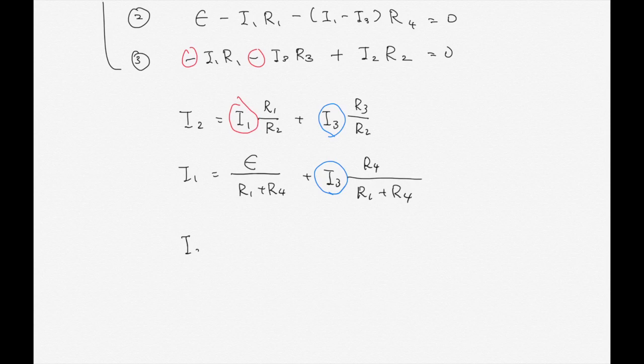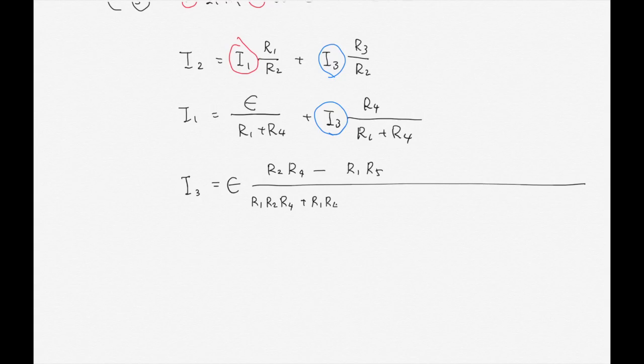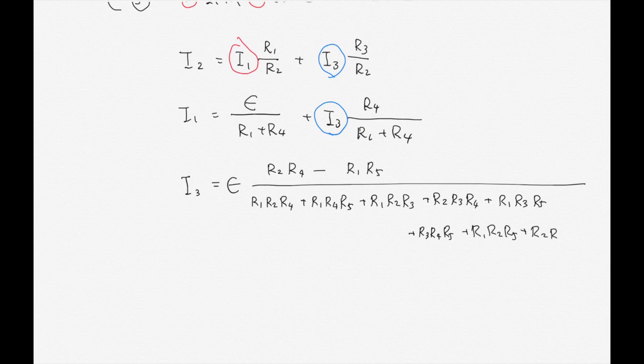Finally, I sub 3 equals the numerator R sub 2 R sub 4 minus R sub 1 R sub 5, over R sub 1 R sub 2 R sub 4 plus R sub 1 R sub 4 R sub 5 plus R sub 1 R sub 2 R sub 3 plus R sub 2 R sub 3 R sub 4 plus R sub 1 R sub 3 R sub 5 plus R sub 3 R sub 4 R sub 5 plus R sub 1 R sub 2 R sub 5 plus R sub 2 R sub 4 R sub 5.